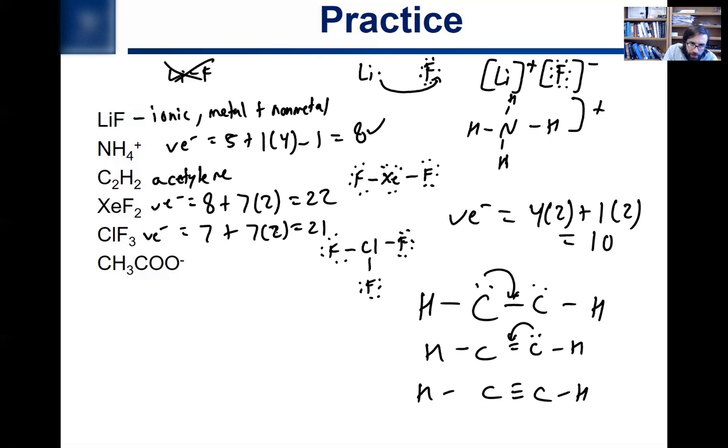Oh, sorry, I did some math wrong here. There were 3 fluorines, not 2 fluorines. So that's going to bring this up to 28. Sorry about that. Anyway, so on the board here, we have 24 valence electrons. How did I do that so fast?